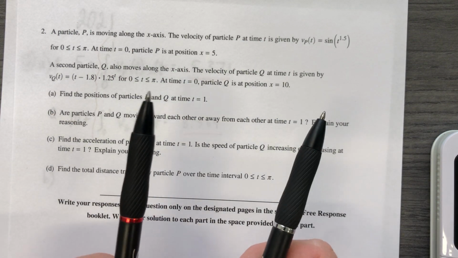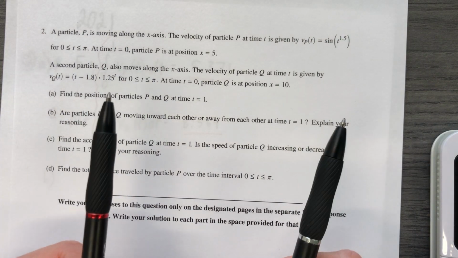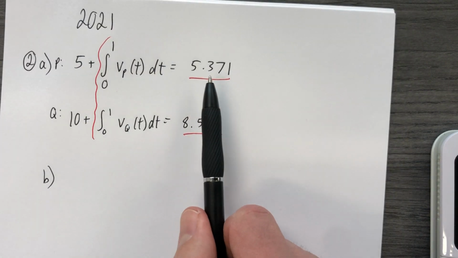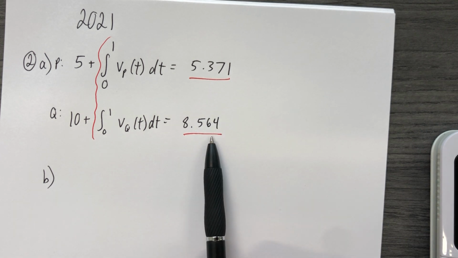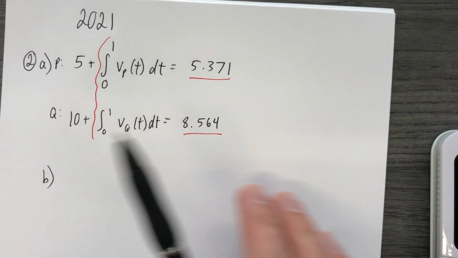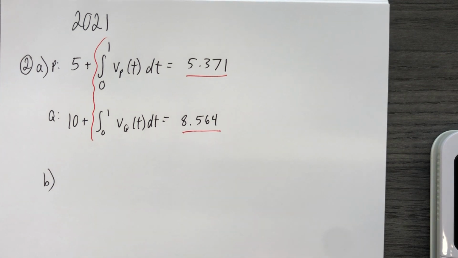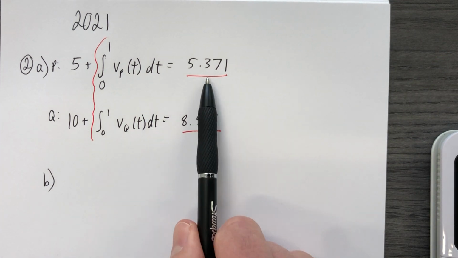They'll be moving away from each other if P is to the left of Q, and pause here. P is to the left of Q. They're on a number line, right? They're basically on an x-axis. Just some numerical way of us quantifying where they are, where their location is. So P is to the left of Q.